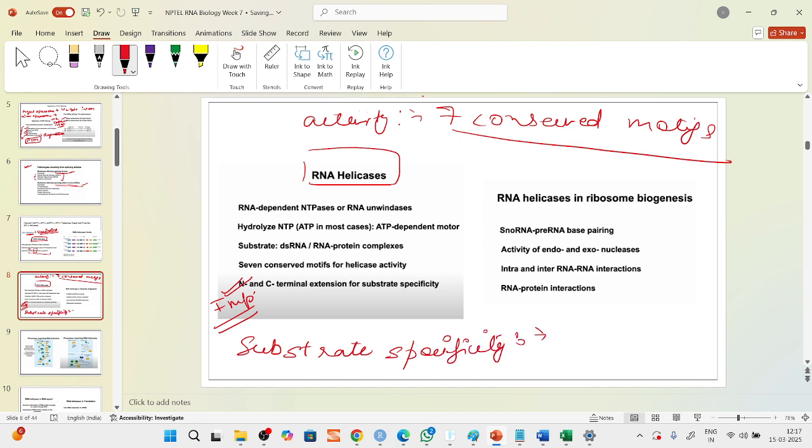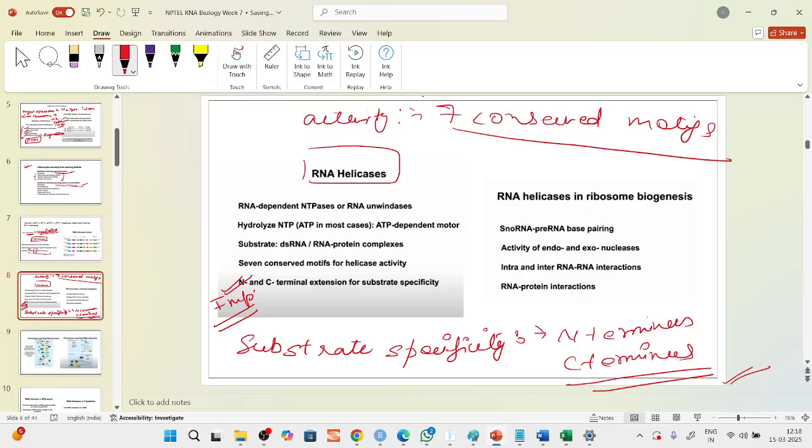So substrate specificity is determined by the N terminus as well as the C terminus. Okay. Then RNA helicase in ribosome biogenesis.